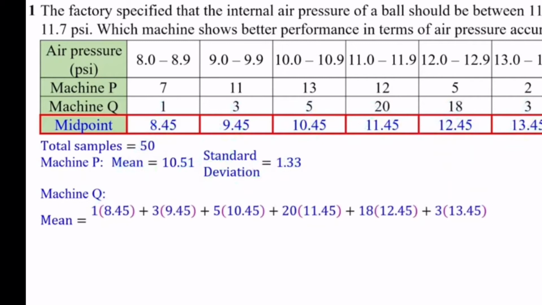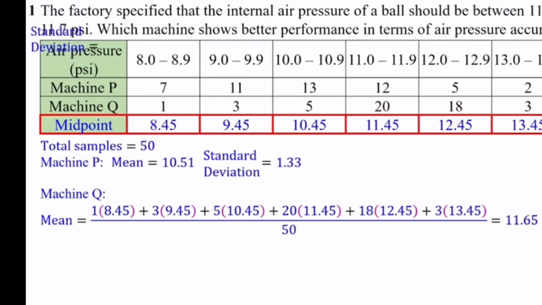So the mean is, we will multiply 1 times 8.45 plus 3 times 9.45 plus 5 times 10.45 and so on. And then we will divide by 50. So we will press the calculator to find out what is the mean for machine Q. It seems like machine Q has the mean of 11.65, compared to P, which is 10.51.